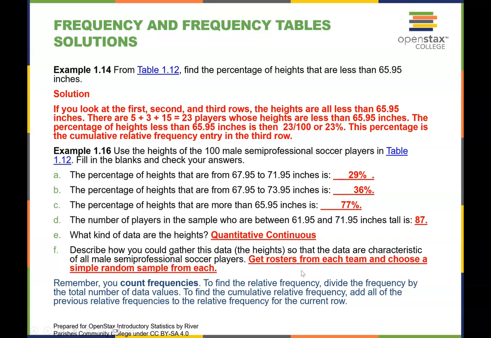Describe how you would gather this data. One idea would be to get rosters from each team and choose a simple random sample from each. You could use the random number generator. Also you could just put all the numbers and names in a hat and pull out some. That would be another way to do it.